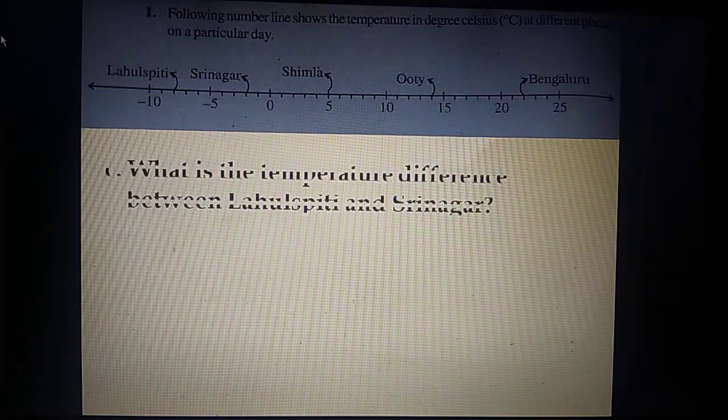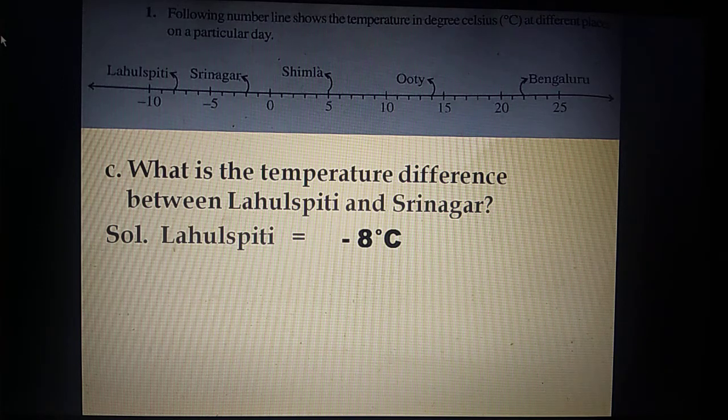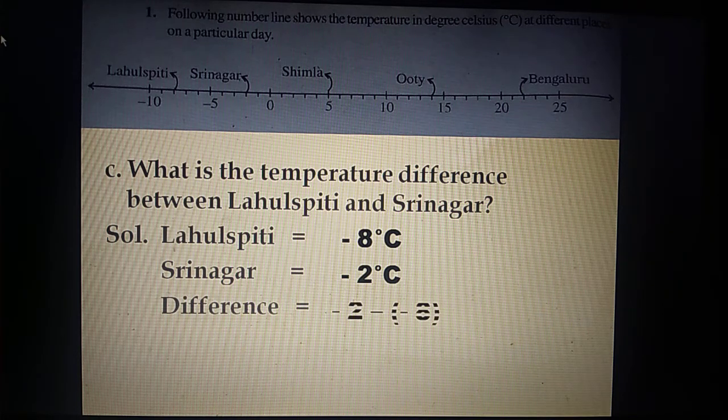Moving to next part. What is the temperature difference between Lahul Spiti and Srinagar? First you will write the temperature of Lahul Spiti. Next, temperature of Srinagar. You have to find the difference. Now dear children, whenever we are supposed to find the difference, we subtract the smaller value from the larger. Now here, which value is the greater here? Yes, it's minus 2. So while finding the difference, first you will write minus 2 and then minus 8.